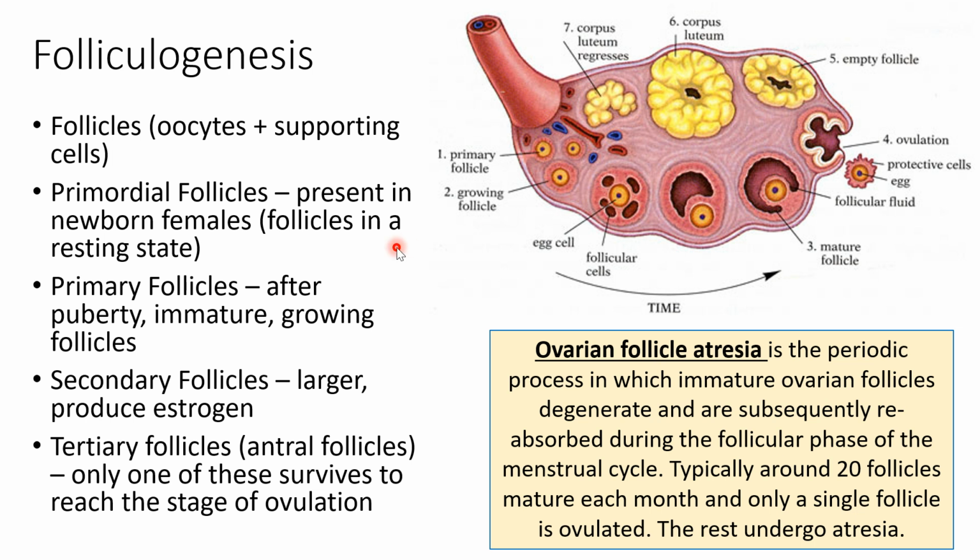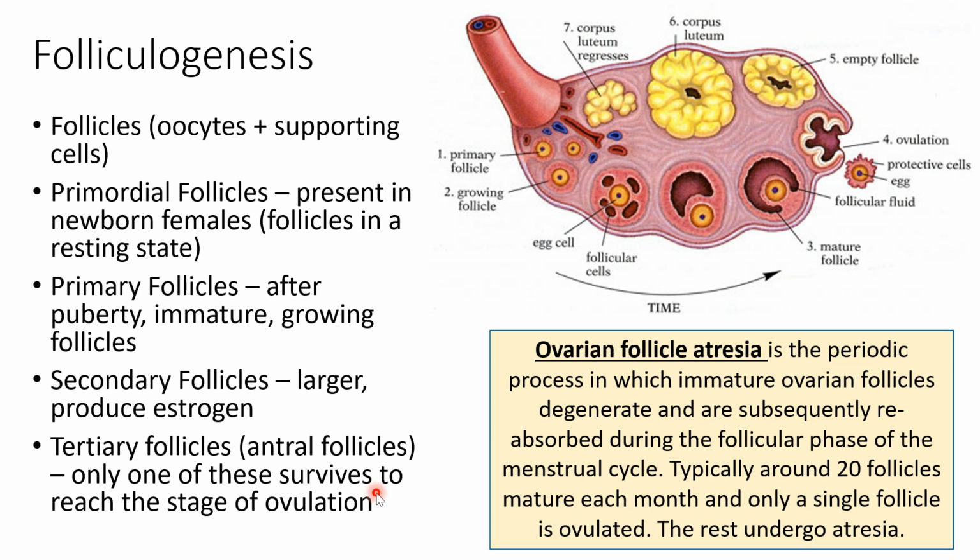The primordial follicles, which you don't see in the picture here, are present in newborn females, and they're in an arrested state of development. They're just stalled until puberty. Primary follicles, after puberty, are going to be immature, and they're going to grow into this growing follicle. So we've got this primary follicle here, which is going to turn into this growing follicle. Secondary follicles are going to become larger. They're going to produce the estrogen that we talked about earlier. Again, low levels of estrogen are going to prevent the release of luteinizing hormone.